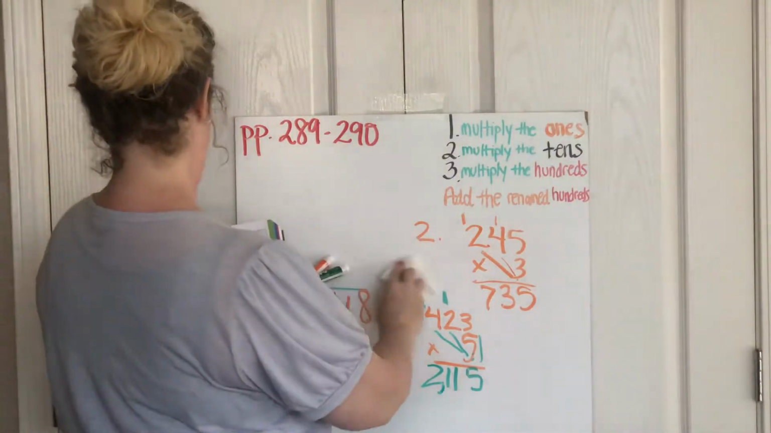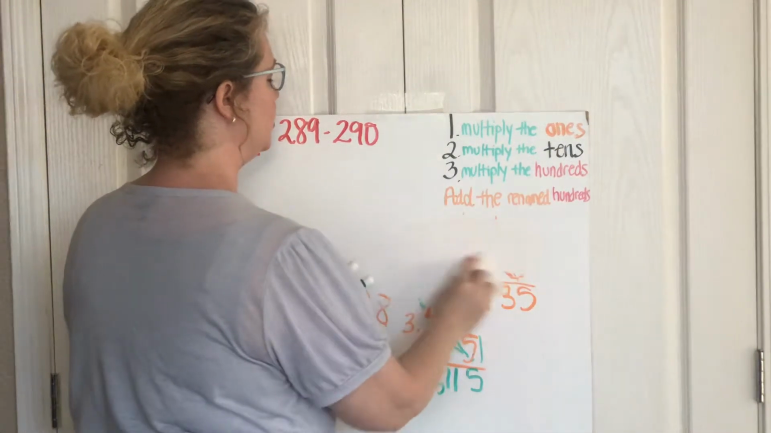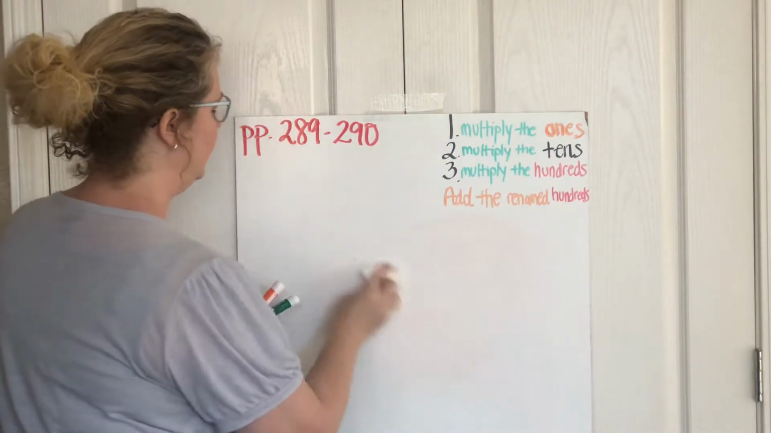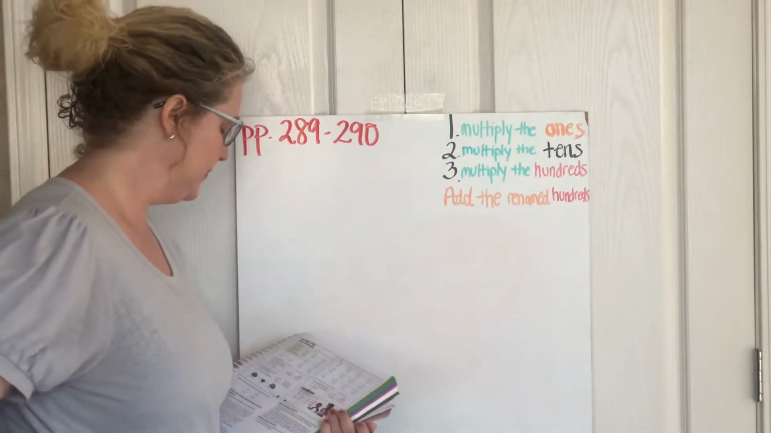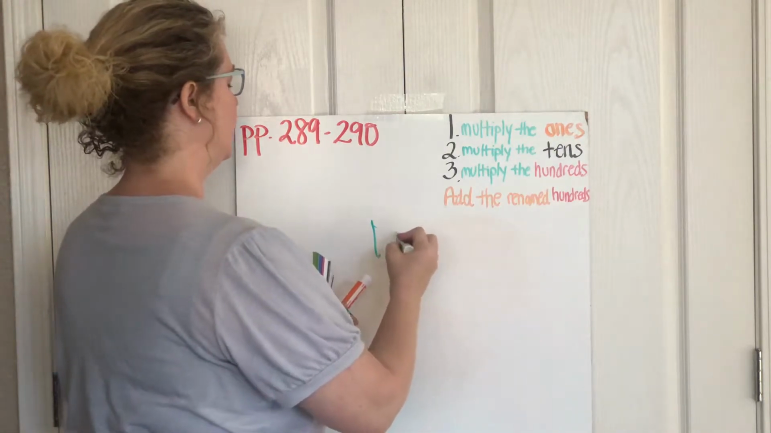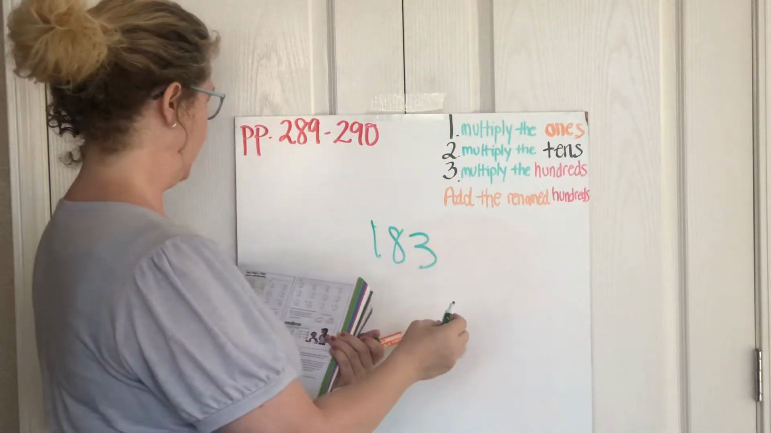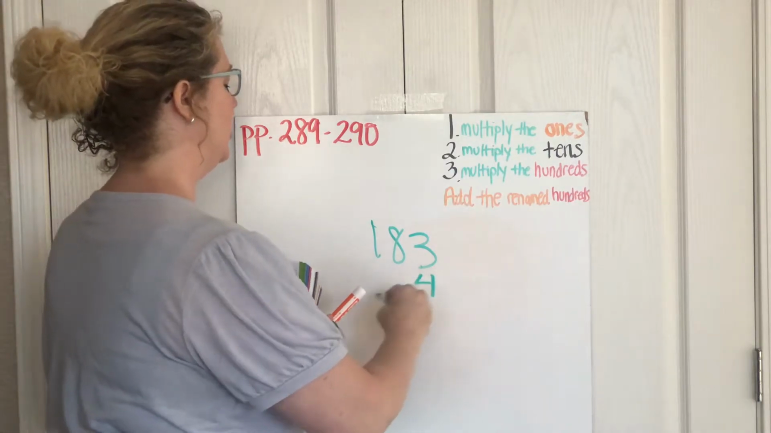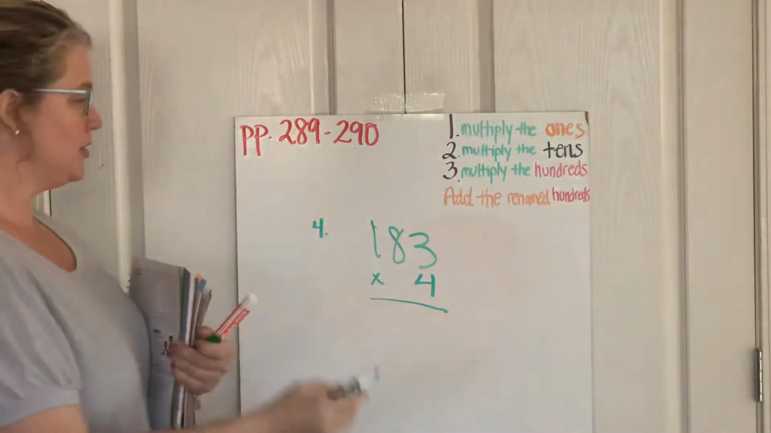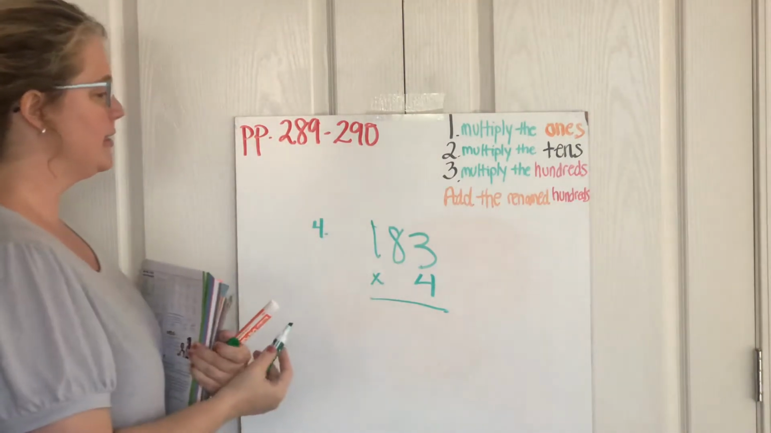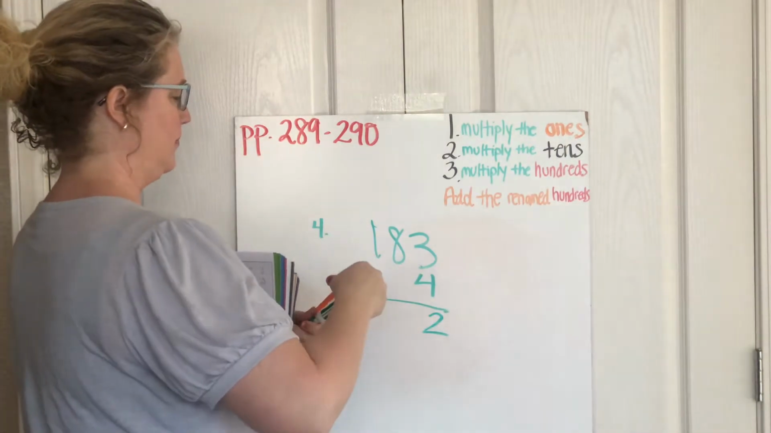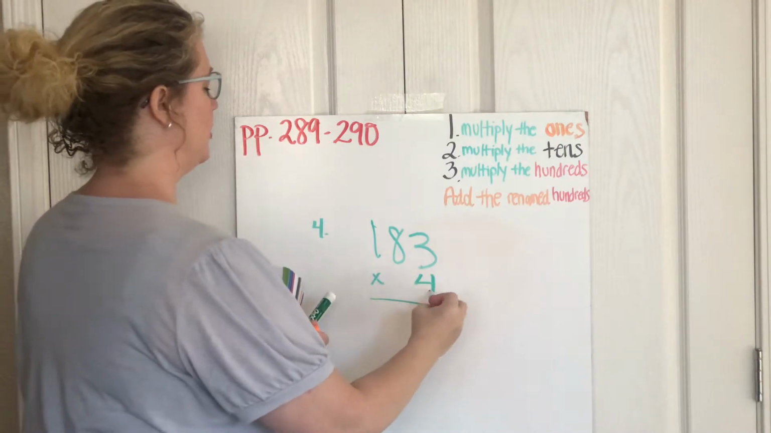All right, there's quite a few problems on here. I'll just take it as it comes. All right, take a look at number 4 and think about what the first step is. That's right, let's multiply the ones. 183 times 4. No matter how large the number is, you're always going to start with multiplying by ones. 4 times 3. I'm going to go with that in orange. 12.